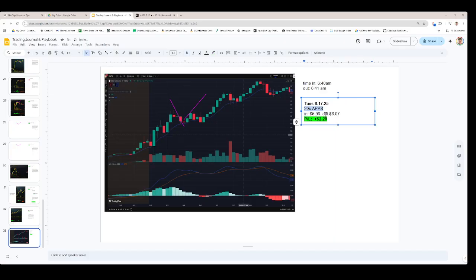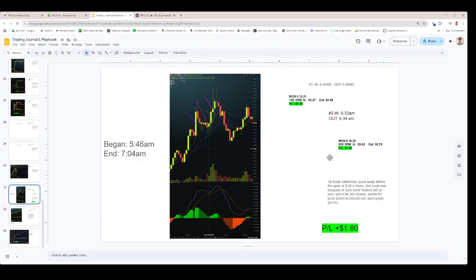This does not need to be in bold. I'm kind of picky about this. Okay. And then if I had taken multiple trades on the same stock around the same time, then I will just add the data in there. Like for example, this trade I did on SRM, I went in twice. So I just kept everything on one page.